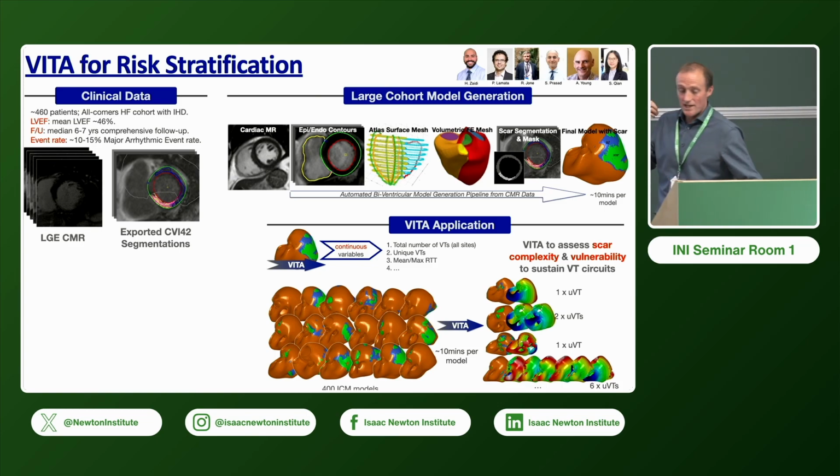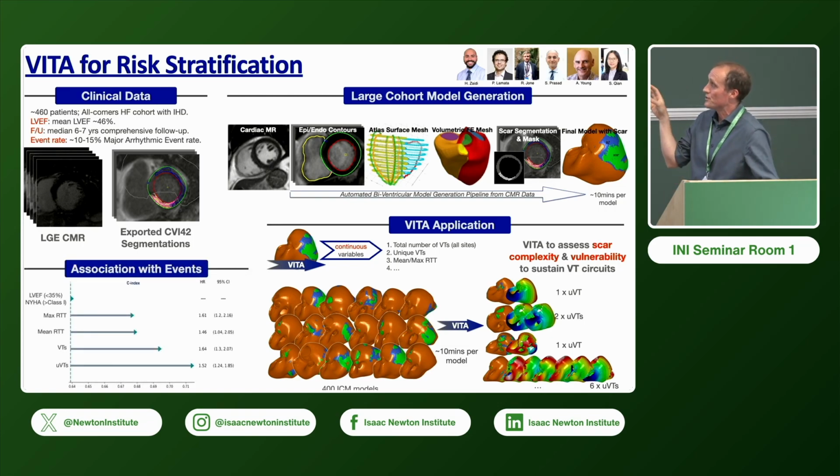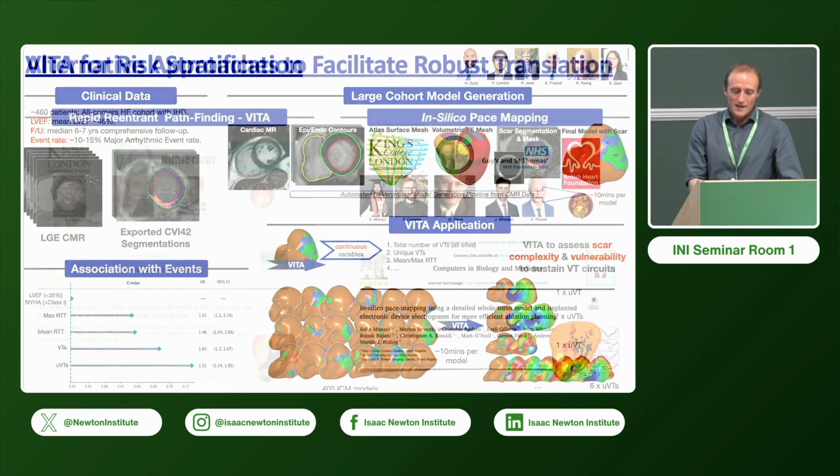So Vita already kicks out really important biomarkers, if you like, about the number of VTs and metrics about their cycle lengths. These biomarkers can then be used in association with the follow-up data, the event data, in, for example, standard Cox regression models to probe for associations of these biomarkers with event data from the patients. This is very preliminary work. It looks like some of these things might be important, but there's still a lot of work that we need to do in this regard as well.